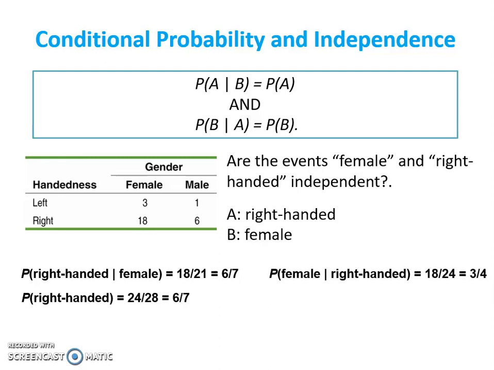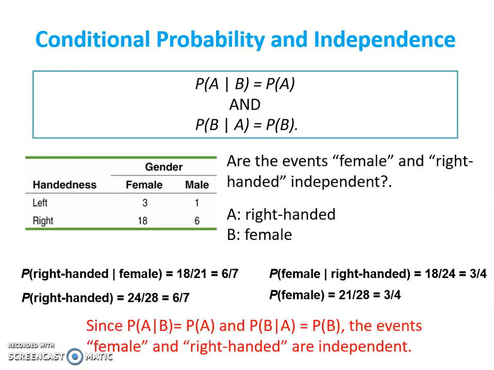The probability that you're female, given that you're right-handed, is 18 out of 24. So what's the probability that you're female? 21 out of 28, and those both simplify to 3/4. So since the two conditional probabilities are equal to their probabilities without the condition, then we can say that the events female and right-handed are in fact independent.